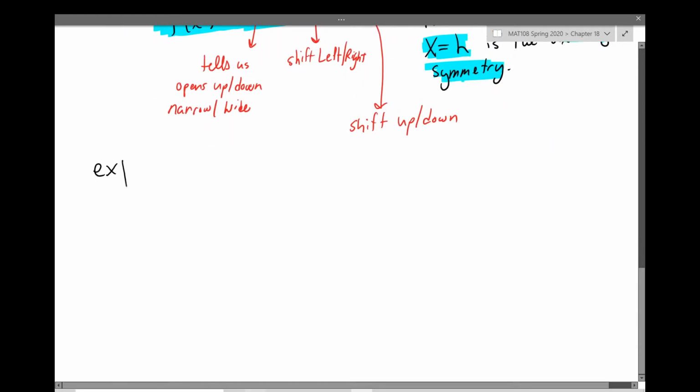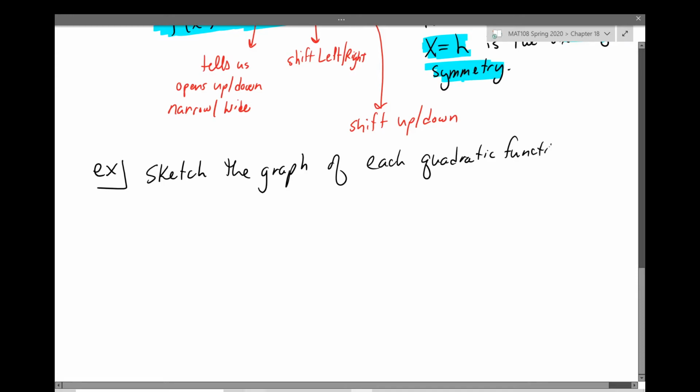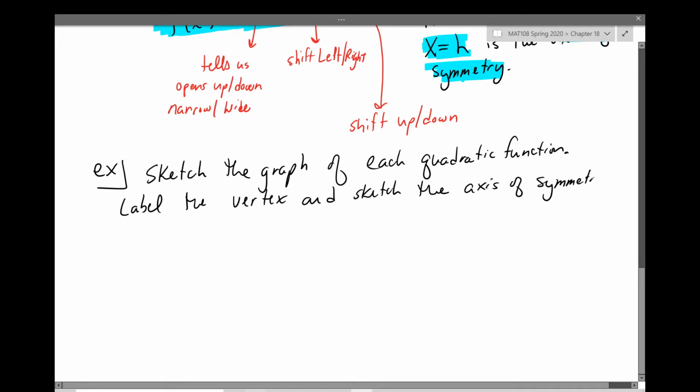What we want to do is we just want to sketch the graph. Doesn't have to be perfect, we're just sketching, okay? So sketch the graph of each quadratic function. We're going to label the vertex and sketch the axis of symmetry. Okay? So like I said, this isn't going to be a perfect graph. We're just going to sketch it a little bit.